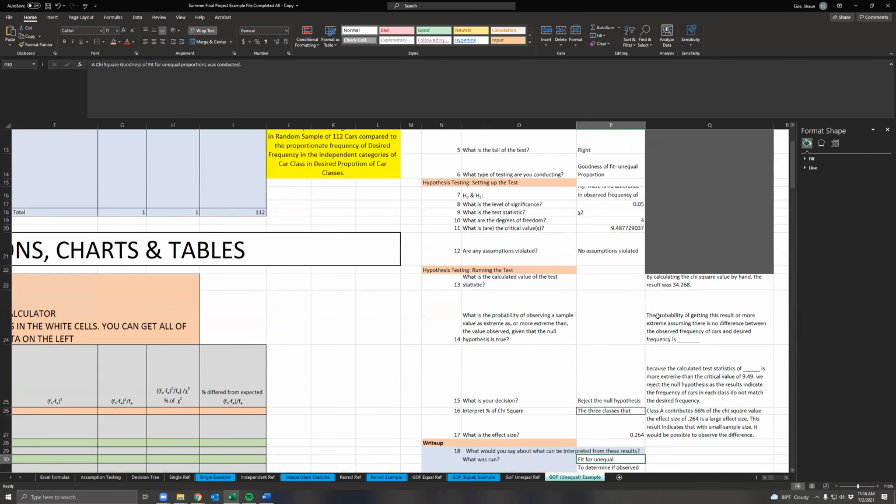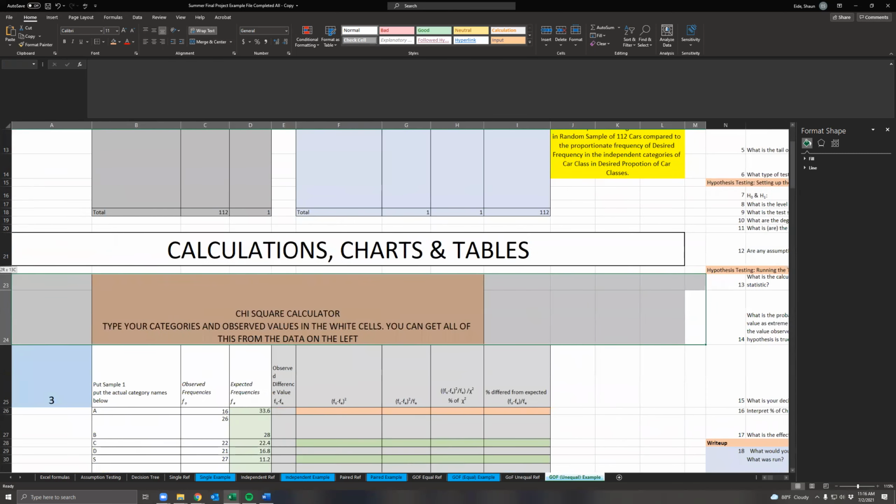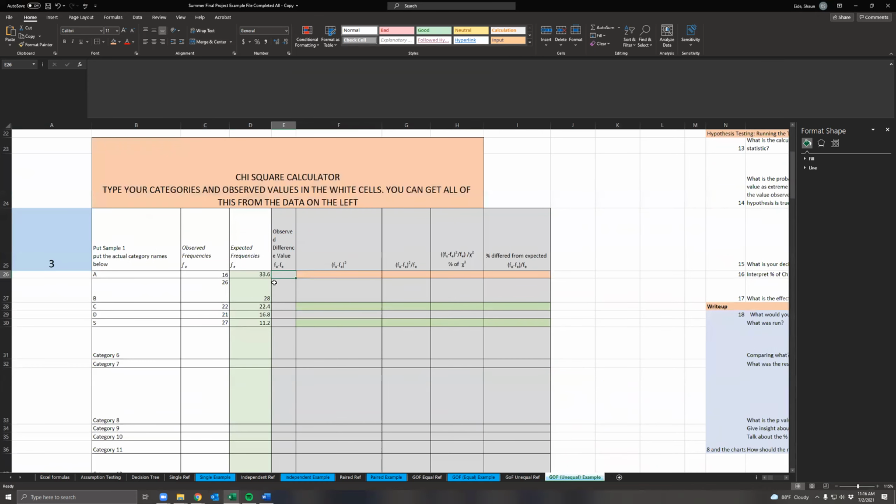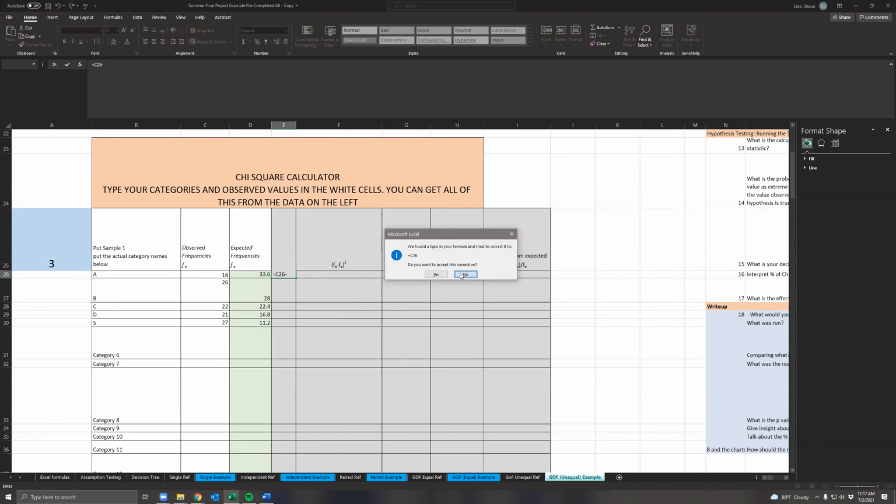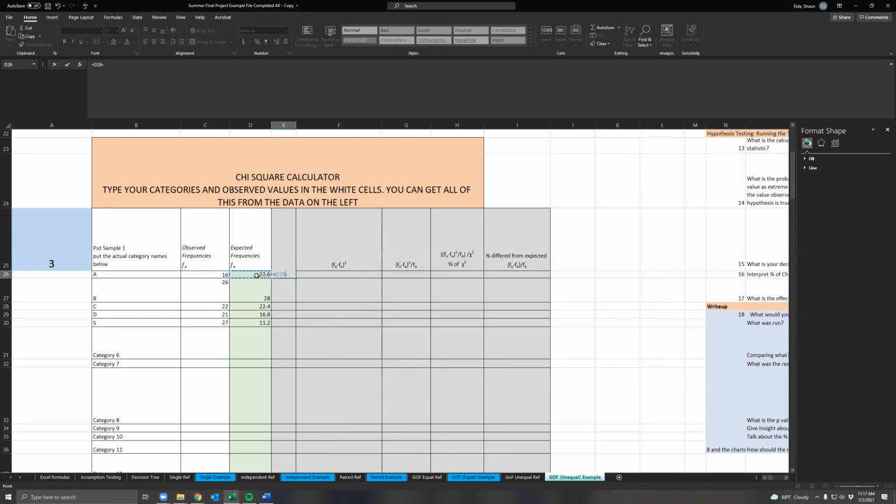Next, we've got calculate the values. So we're going to calculate these values, and let's do it from here. Let's just follow this. Frequency observed minus frequency expected. So we do equals frequency observed minus frequency expected.